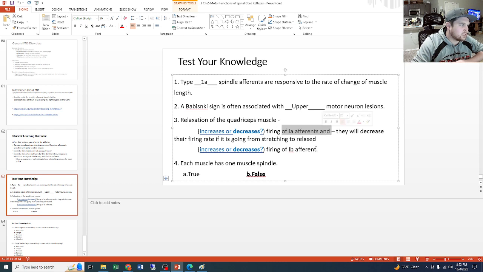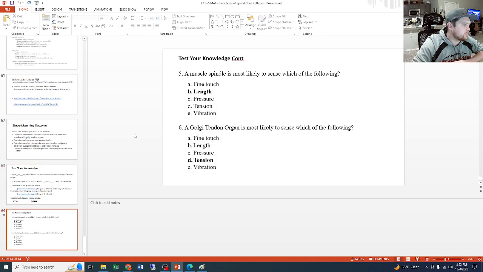Relaxation of the quadriceps muscle. This is kind of just some practice questions. Each muscle has one muscle spindle: that's false. It has a whole bunch of different muscle spindles.